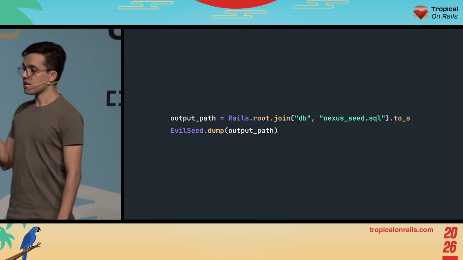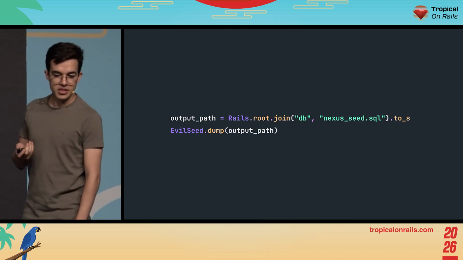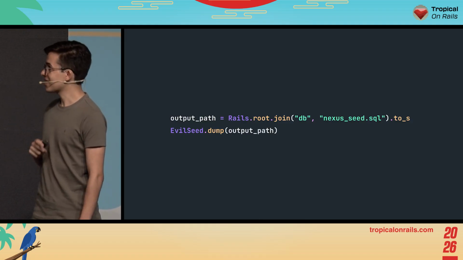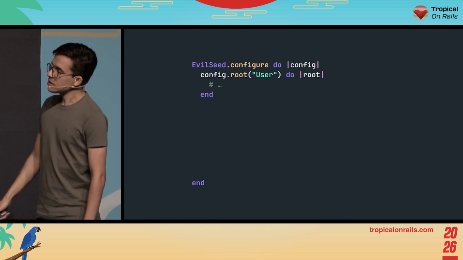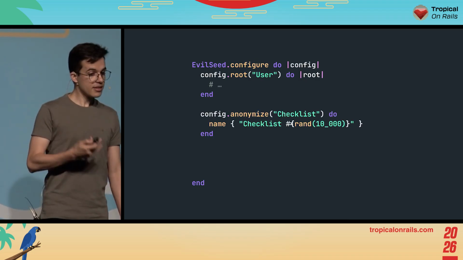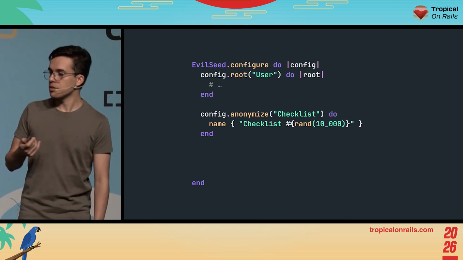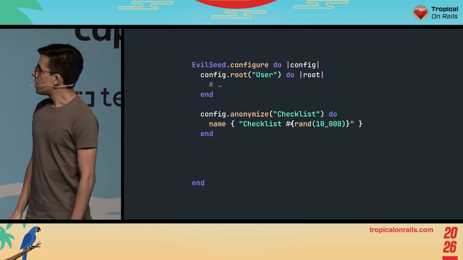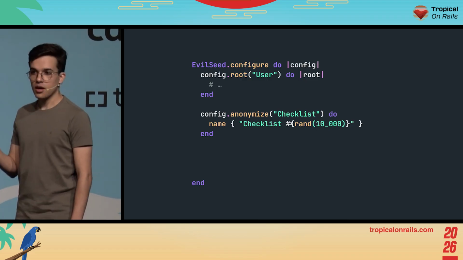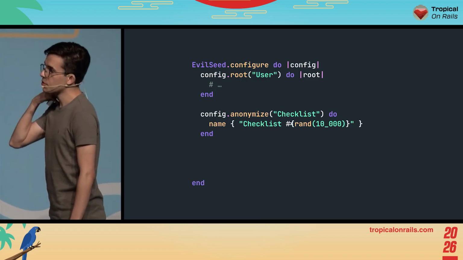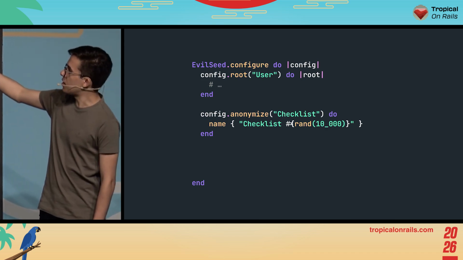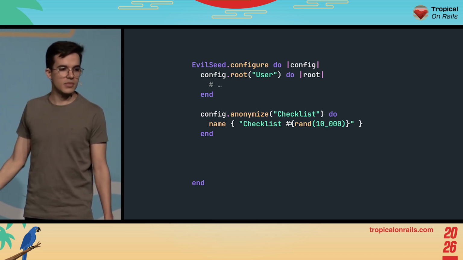So if you ran this as is, you would get a dump from production, but all the personal data is still there. So there's a second step here. After configuring the root models, we'll anonymize them. And to anonymize, it's really simple. Just call the anonymize method with the model name and a block. Inside this block, you call a method with the attribute name you want, and you pass a value. So for example, here, every checklist will get a random name.